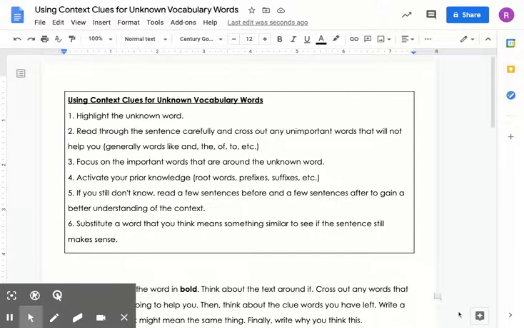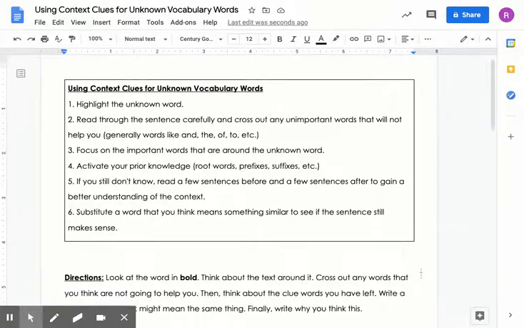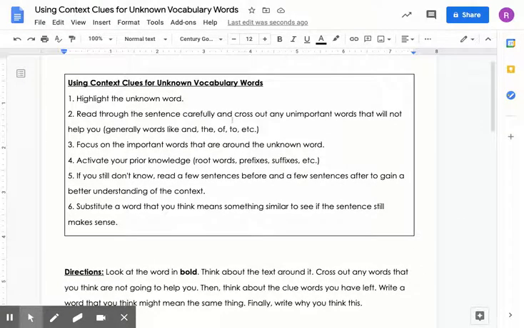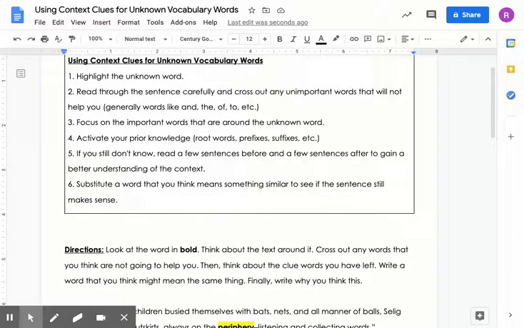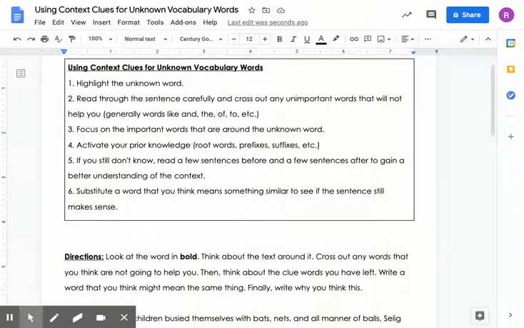Okay, friends, now we're going to take all the work that we've been doing on this Nearpod and put it to use on this worksheet. And if you notice, I've got the worksheet open, and on the top, I put the 6 steps for using context clues to figure out unknown vocabulary words. We just reviewed that in the previous slide. In case you forgot, they're right up here at the top.